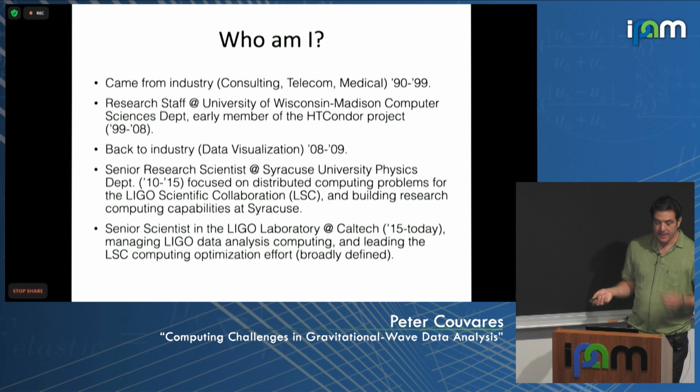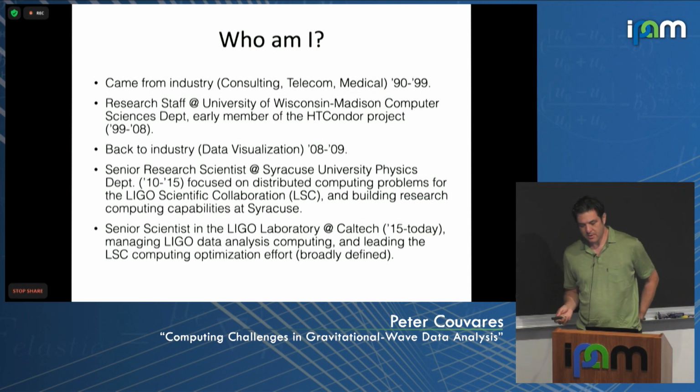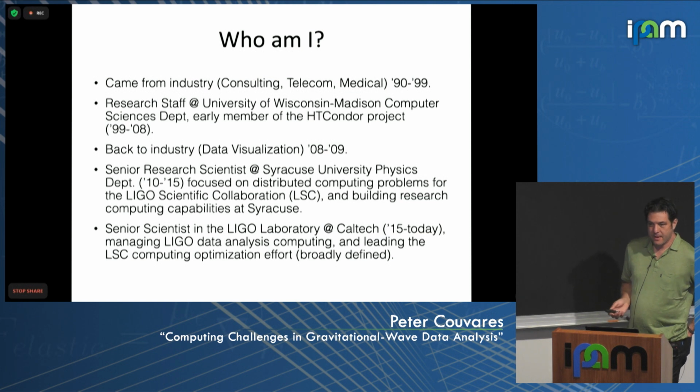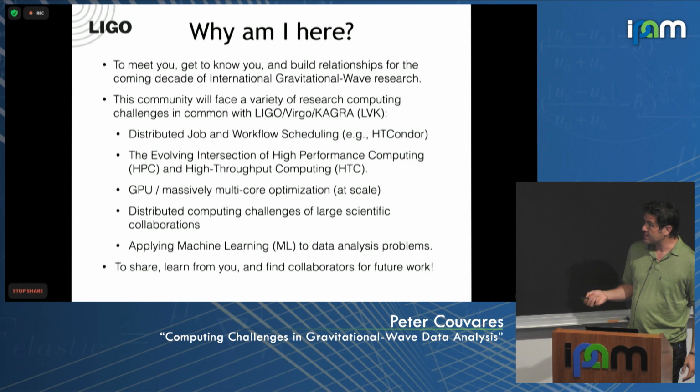So who am I? I'm kind of an odd duck in this world. I started in industry, actually, in the 90s, and then moved into research at UW-Madison as part of the HTCondor project. Worked there for a decade, went back to industry briefly, and then found my way to LIGO, and now I'm at Caltech. I manage the LIGO data analysis computing and lead the LSC's optimization effort, again, sort of broadly defined, and I'll say more about what that means.